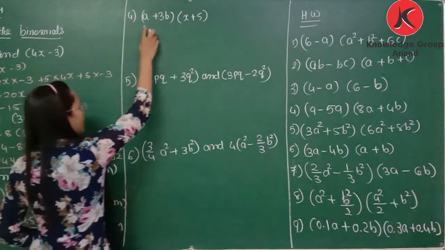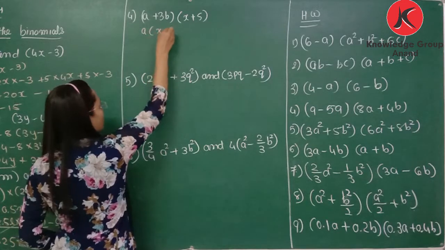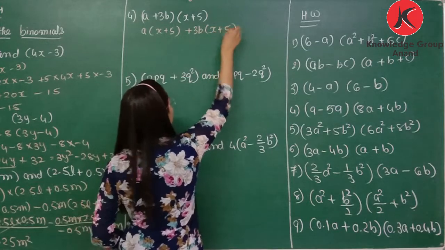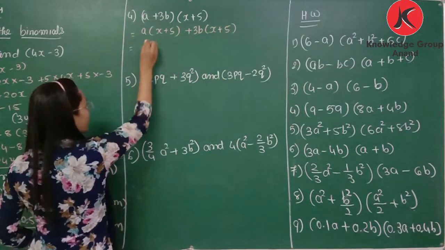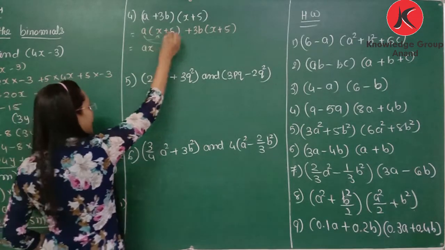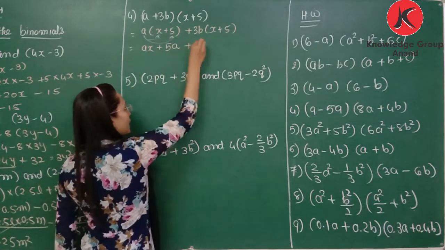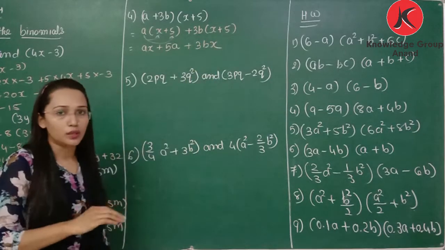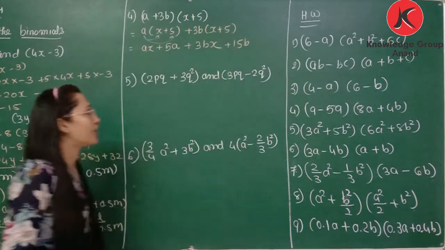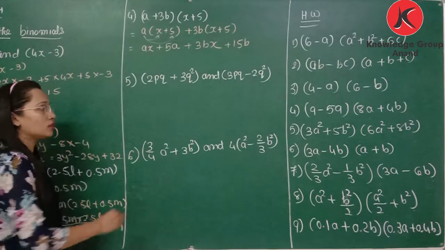Fourth, a plus 3b into x plus 5. So here a is multiplied with x plus 5 and 3b is multiplied with x plus 5. Now we can directly multiply, then it is also correct. a is multiplied with x, it is ax, and a is multiplied with 5, that is 5a. 3b is multiplied with x, becomes 3bx, and 3b is multiplied with 5, becomes 15b. 5 3s are 15b. Now all are like terms, so this is our last step.